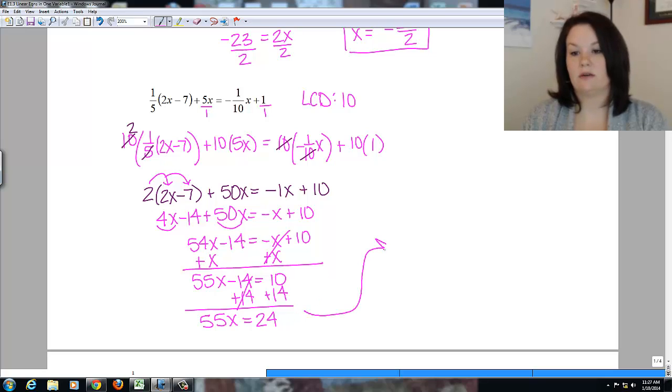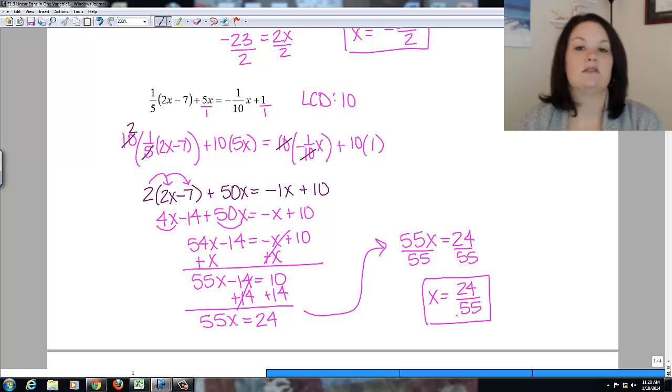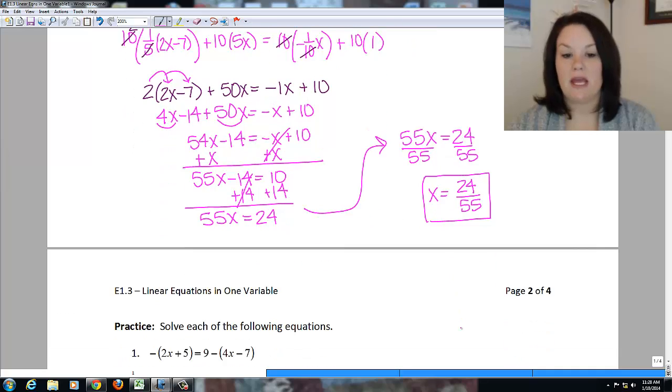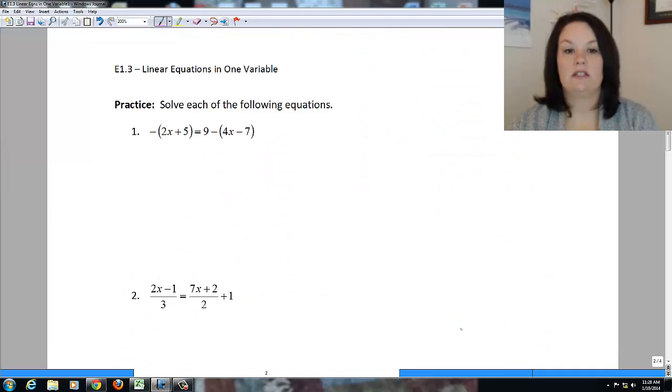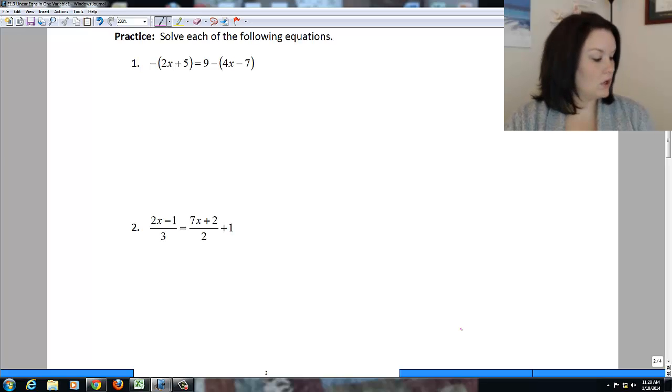And I'm going to go ahead and just come over here to do it. 55x is equal to 24. When I divide off that 55, notice 24 and 55 don't have any common factors, so we're just going to leave it like that. That's as reduced as we're going to get. Okay? All right, so on the next page, there are 2 for y'all to try. I'll give you a minute to work those.